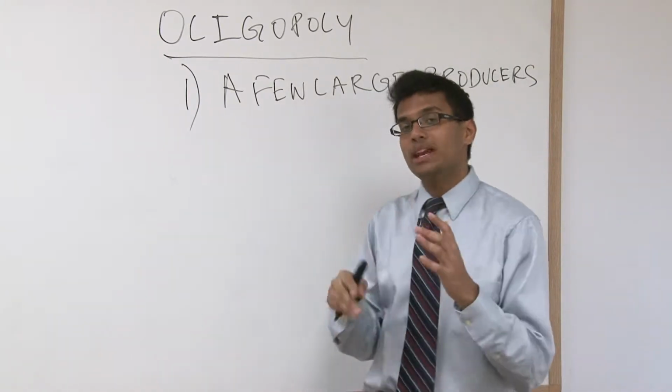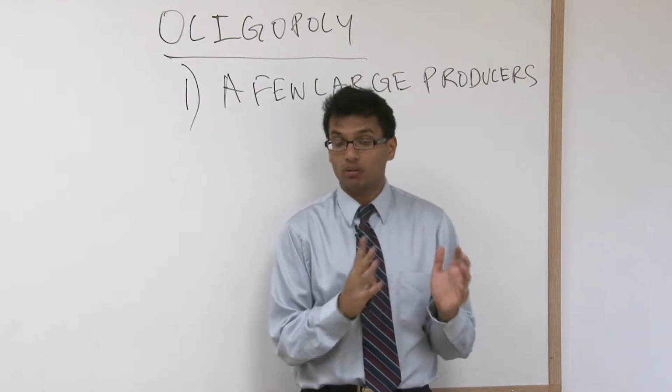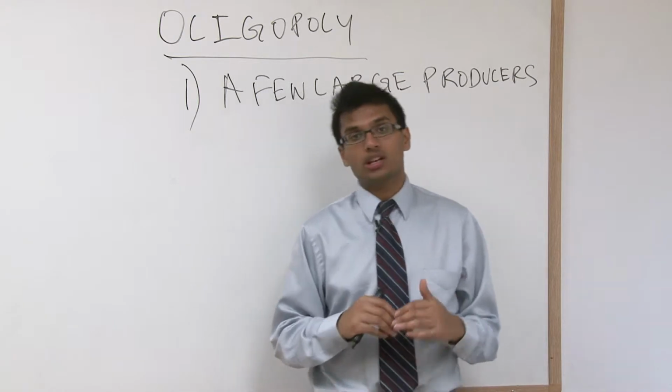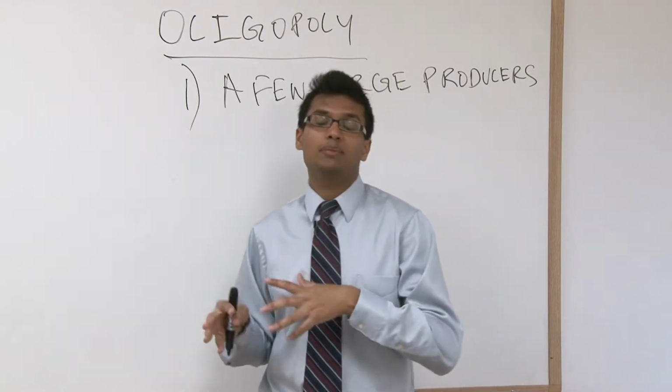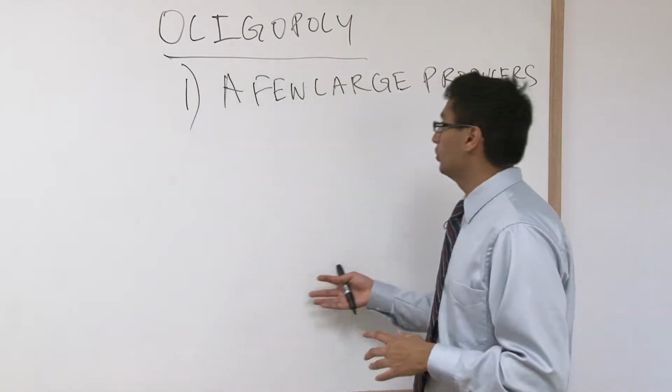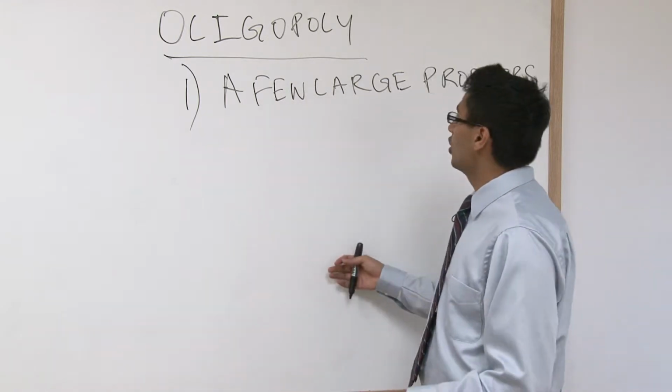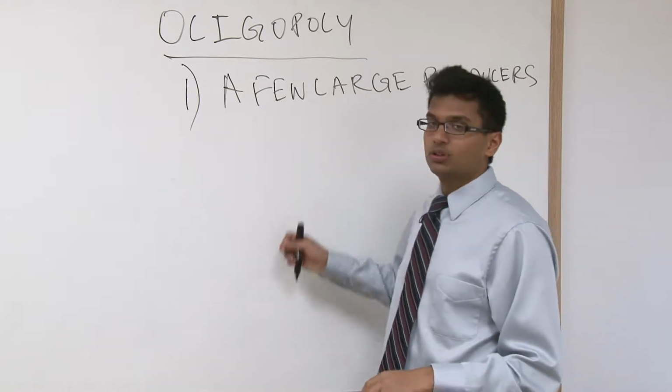Well, there are not too many, because if there are a lot of producers, it's going to turn into what? Perfect competition, right? Remember, perfect competition has a lot of small, independent producers. This one has a few large. Monopoly has just one large producer. So this one has a few large producers. Let's think about examples of few large producers.